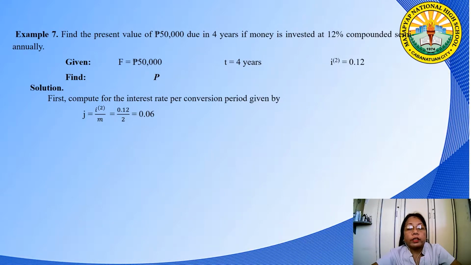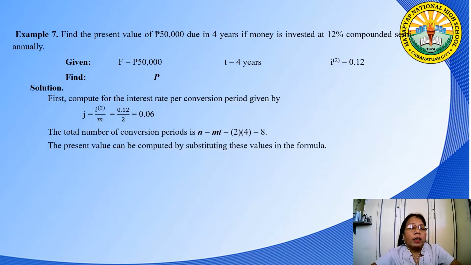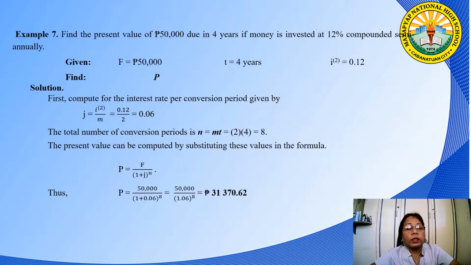And to find the total number of conversion periods, n is equal to mt, or 2 times 4, so n is equal to 8. Then the present value can be computed by substituting these values in the formula P equals F over quantity 1 plus j raised to n. Thus, P equals 50,000 pesos over quantity 1 plus 0.06 raised to 8. So P equals 31,370.62 pesos.